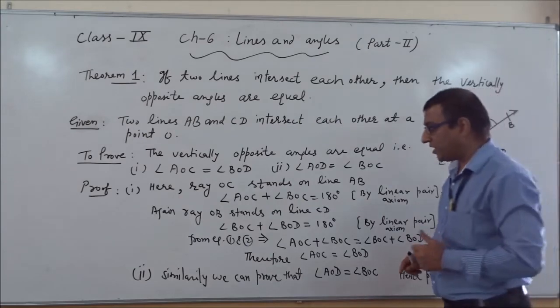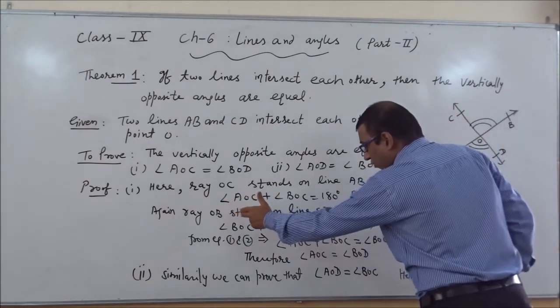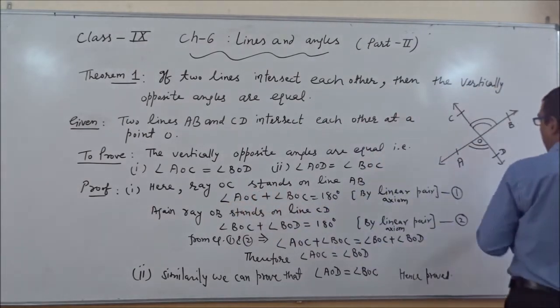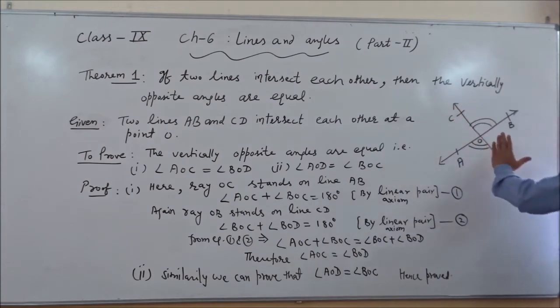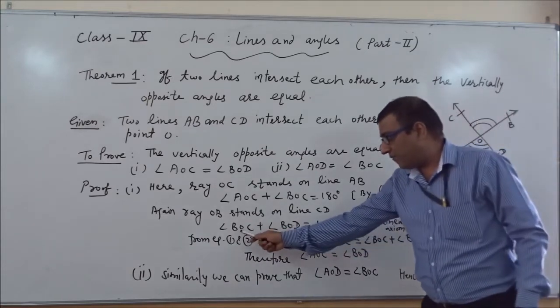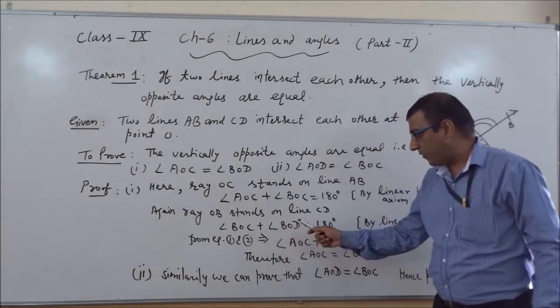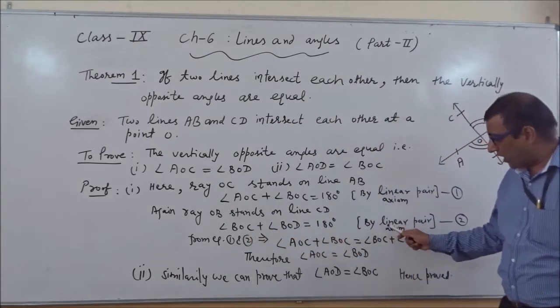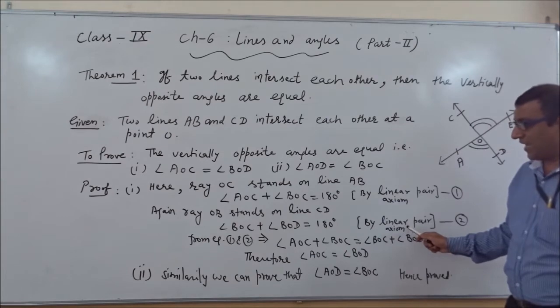Now we will come to the next point. Again, ray OB stands on line CD. If you see this line CD, what is OB? OB is again a ray, and again there are two angles, BOC and BOD. Both are adjacent angles, and their sum becomes 180 degrees. So we will write angle BOC plus angle BOD becomes 180 degrees, again due to the linear pair axiom as I told earlier.